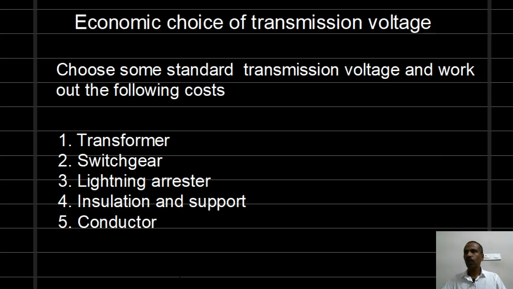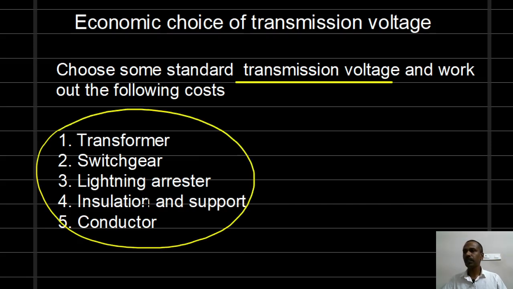Now let's see how we can choose the economic transmission voltage. First of all, we need to choose a standard transmission voltage. Then we have to find out the cost of these equipments. The cost of transformer, cost of switchgear, cost of lightning arrestor, cost of insulation and support, and the cost of conductor. The cost of all these equipments together is called capital cost. It's the capital cost of transmission system.